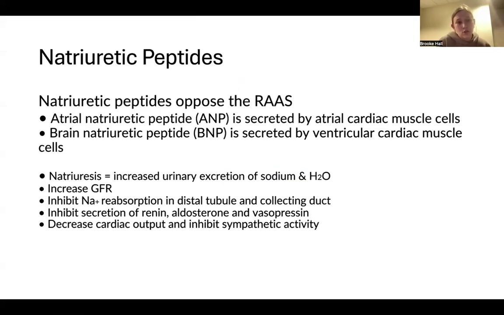So atrial natriuretic peptide, ANP, is secreted by atrial cardiac muscle cells, while brain natriuretic peptide, BNP, is secreted by ventricular cardiac muscle cells. And natriuresis means increased urine excretion of sodium and H2O, increased glomerular filtration rate, inhibits sodium reabsorption in distal tubule and collecting ducts, inhibits secretion of renin, aldosterone, and vasopressin, and decreased cardiac output, and inhibits the sympathetic activity.